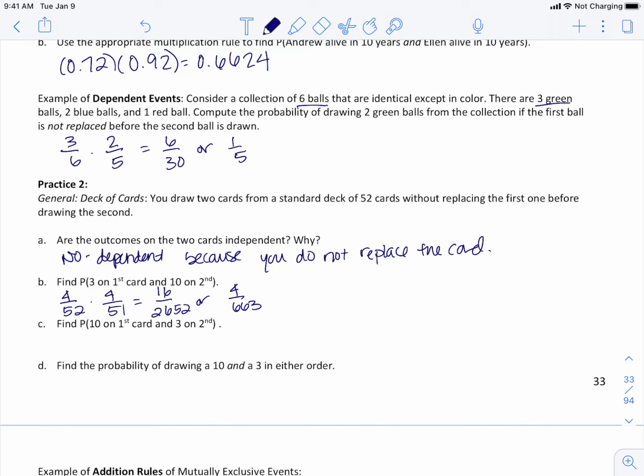Probability of a 10 on the first card and 3 on the second. So now, 4 10s out of 52 cards, times there's 4 3s. Again, we're not replacing that card, so there's 51. Again, this is 16 out of 2,652, or 4 out of 663. Find the probability of drawing a 10 and a 3 in either order. I want you to think about this one, and please do it.